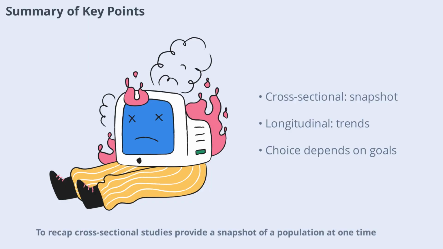To recap, cross-sectional studies provide a snapshot of a population at one time, useful for estimating prevalence and generating hypotheses. Longitudinal studies follow participants over time, revealing trends and causal relationships. Both designs have unique strengths and limitations, and the choice depends on the research goals.